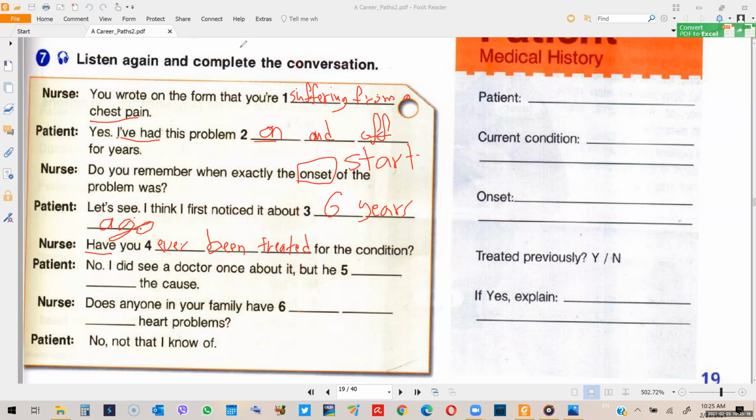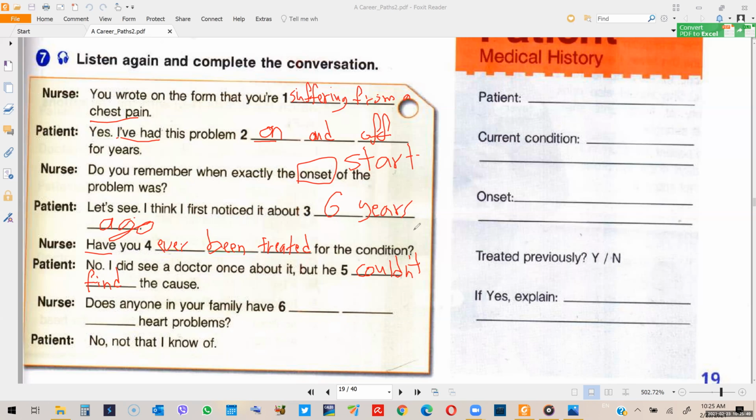The answer, number 5. No, I did see a doctor once about it, but he couldn't find the cause.